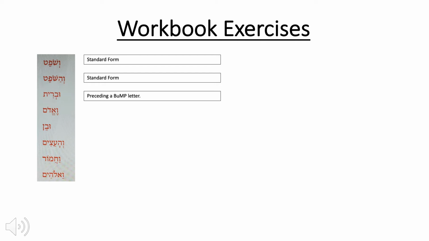Occasionally you'll see shurik before really short words as well. We just don't have a fancy acronym to remind us of that. Instead, we only use bump. Bait, mem, pay are preceded by a shurik. What about the next example? The adom. Why do we have a segol underneath the vav instead of a shva?